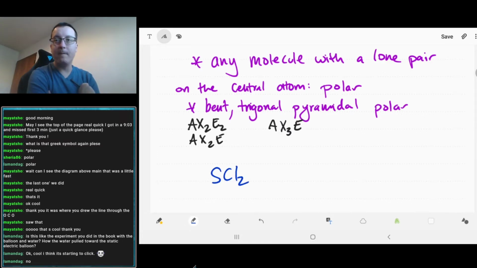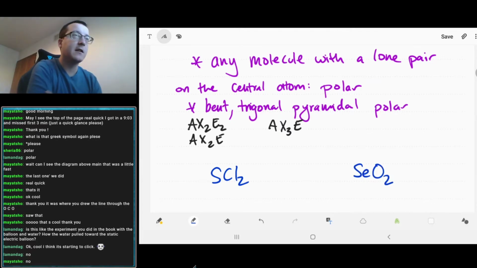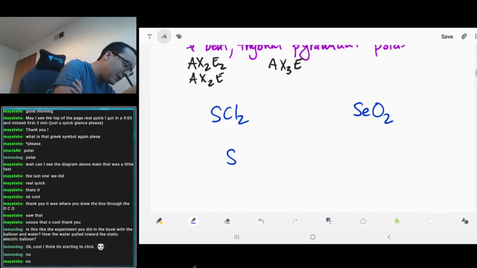Just do one more. Have we done the Lewis structure for SCl2 before? I don't remember. Well, it doesn't hurt to do it again, I guess. We definitely did selenium dioxide. Okay, we did not do sulfur dichloride.